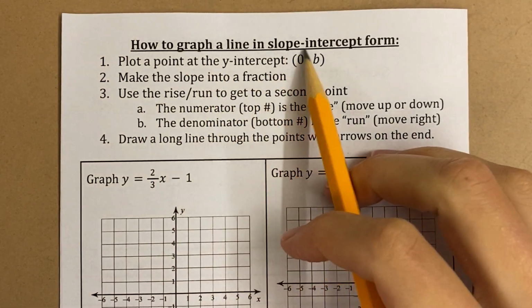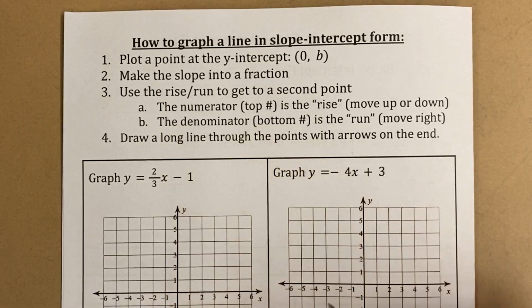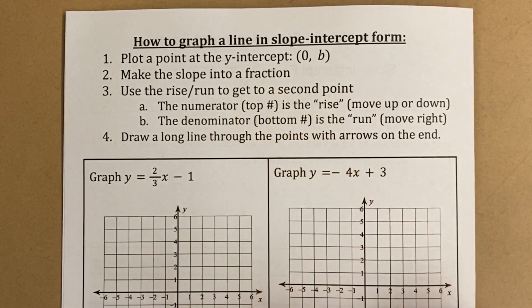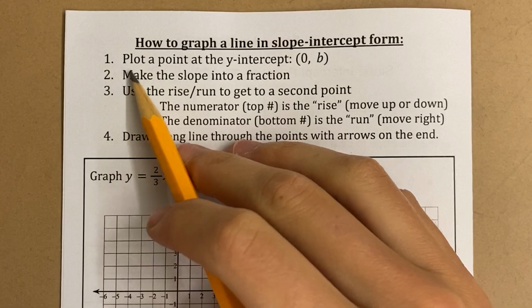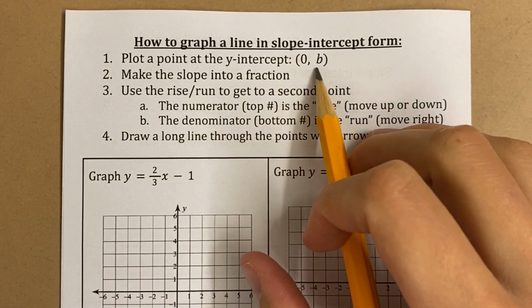How to graph a line in slope-intercept form. Okay, we're ready to put together some of the stuff we've been learning and actually graph a line. So here's how it starts. It says plot a point at the y-intercept 0, b.